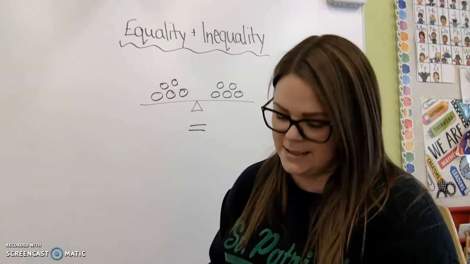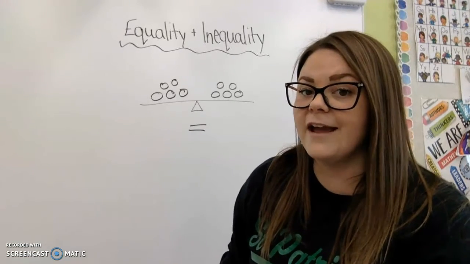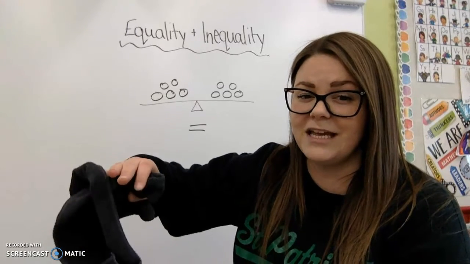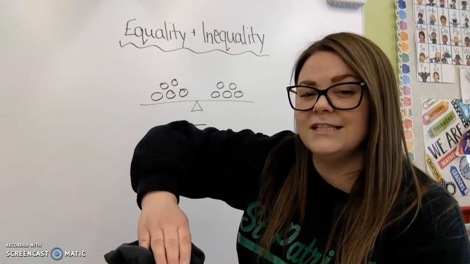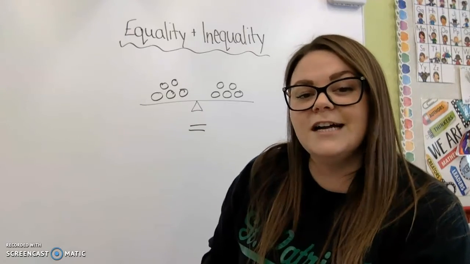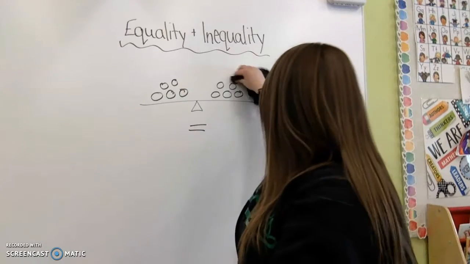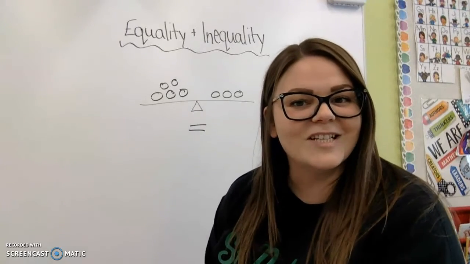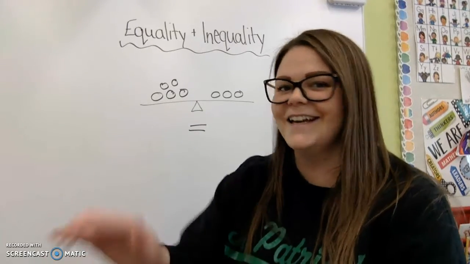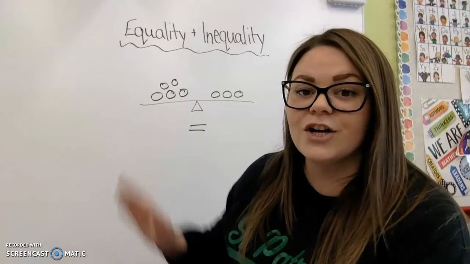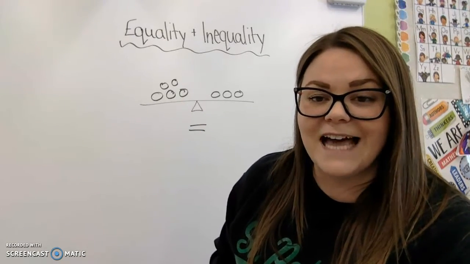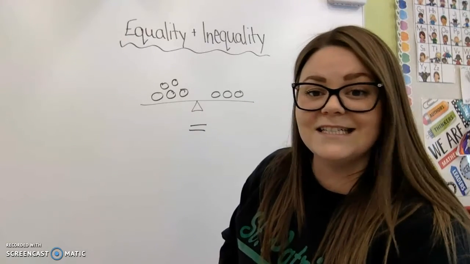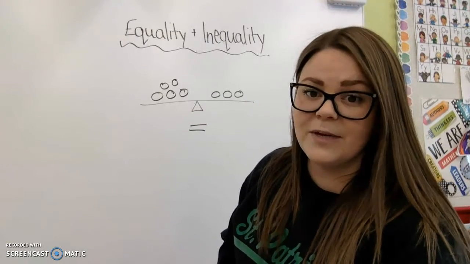Now what would happen if I were to take away some circles on one side? Would that teeter-totter still be level like this? Or would one side go higher than the other? Which side do you think will go higher? Which side did you think would go higher? If you said the side with more goes down and the side with less goes higher, you're right. So this side would go higher because it doesn't have as many as the other side. The other side is a little bit heavier.